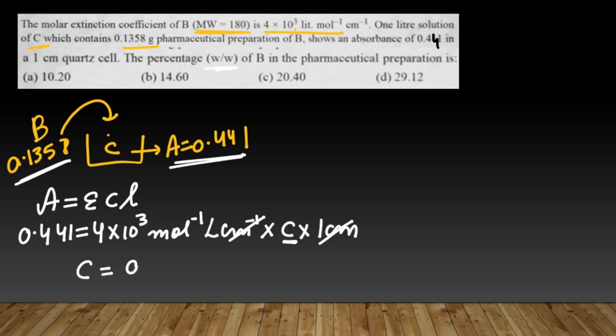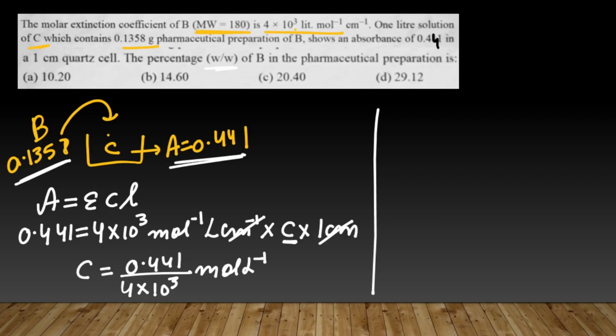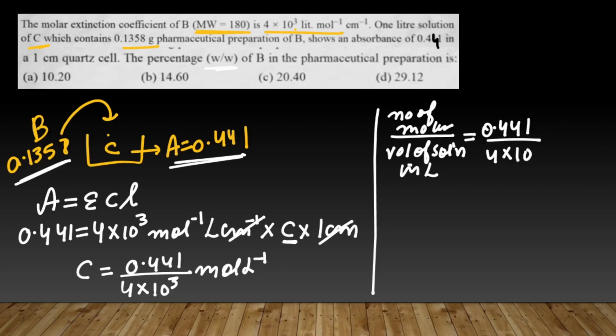So concentration will be 0.441 upon 4 into 10 raised to the power of 3. This will be in mole per liter, right? So this is the concentration in mole per liter. Now we need to find the weight of it. So concentration is the number of moles of the solute upon the volume of the solution that you have prepared, volume of solution in liters. This is equal to this much concentration, which is 4 into 10 raised to the power of 3 mole per liter.